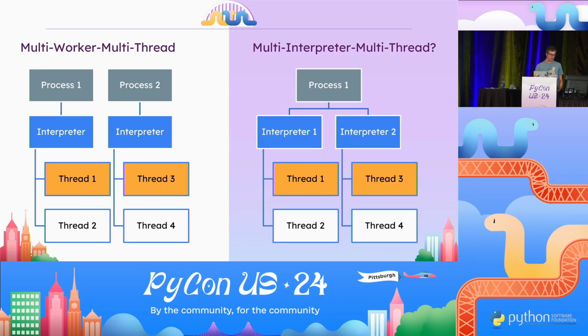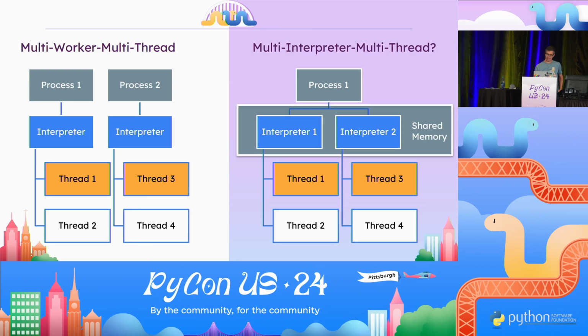So I wondered, would it make any sense, instead of having multi-process, to have multi-interpreter, multi-thread? And since I got nerd sniped by Euro yesterday, would it even make sense to have shared memory, which is one of the major features of subinterpreters, to have something like a cache for Flask or Django that sits in the process but can be accessed by all the subinterpreters?